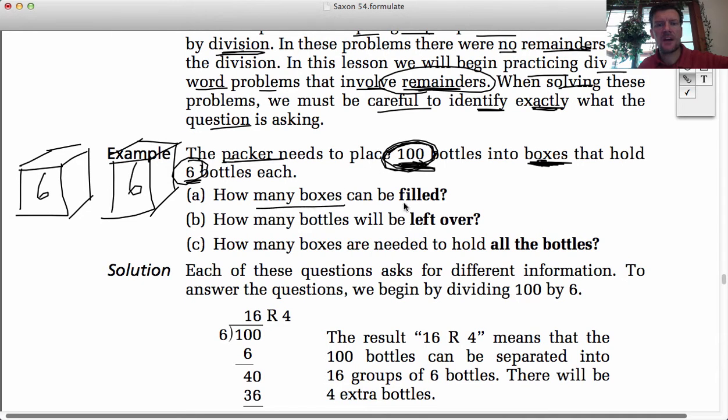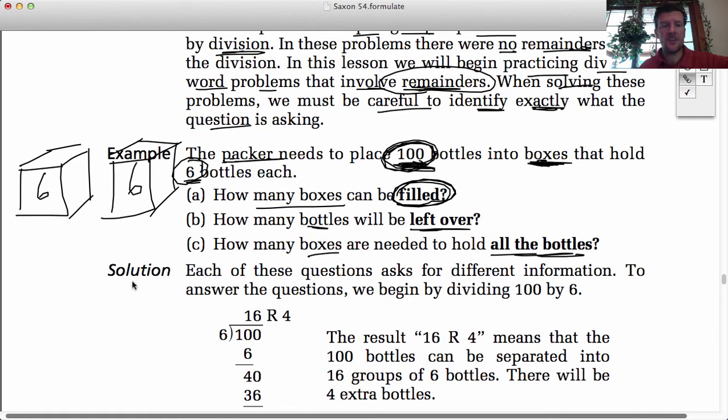So it says how many boxes can be filled. Notice the word filled there. How many bottles will be left over? In other words, there's no room for them in the boxes that you have. And then how many boxes are needed to hold all the bottles.